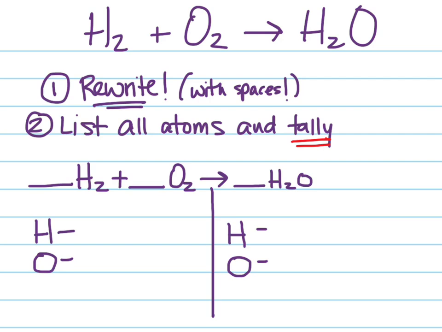So now I'm going to count them up. I know that I have 2 hydrogen because of that little subscript 2 behind the H. I know that I have 2 oxygen, same reason, that little subscript 2 behind the O. When I look on the product side, I see a subscript 2 behind the hydrogen, so I know I have 2 hydrogen, but there's no subscript on the oxygen, so I have 1 oxygen.